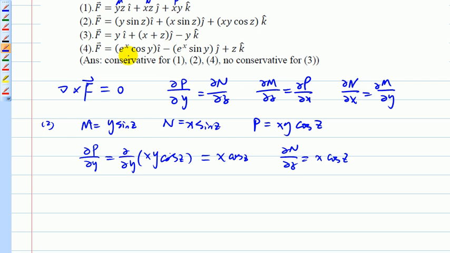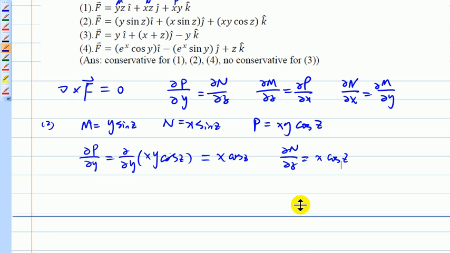And the same thing for part 4. When you do a partial derivative, you need to consider the other variables as constants. So that's problem number 3. Now let's take a look at problem number 4.